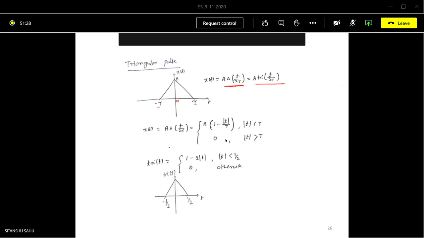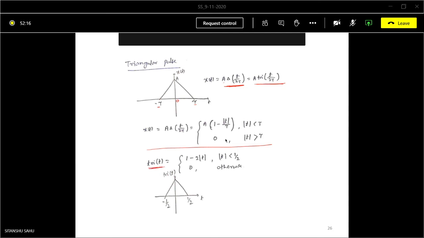This can also be mathematically represented as A into 1 minus mod of t by tau, when mod of t is less than tau, and 0 when mod of t is greater than tau. So if A is 1, with no multiplication mentioned, its amplitude at t equal to 0 is 1. If some scalar value is multiplied with the triangle function, then we will have that amplitude A.